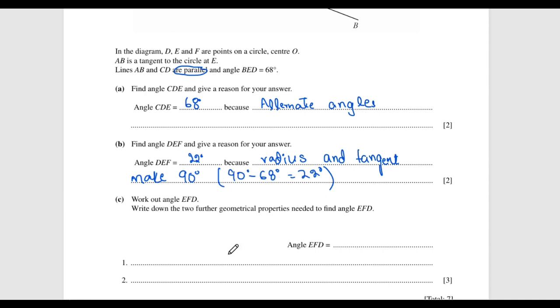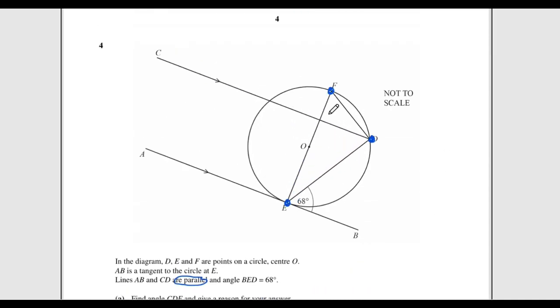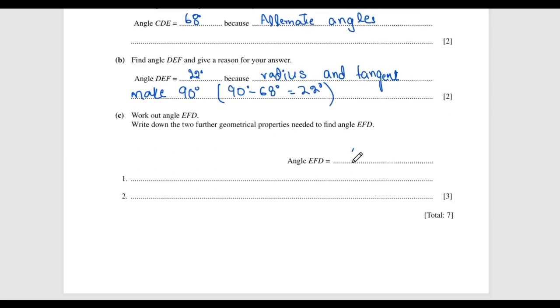Now EFD, and write down the further geometrical properties needed to find EFD. Okay, EFD is basically easy to find. You can see this is an angle, and opposite to this angle of the triangle we have a chord and a tangent which are making 68 degrees, and this is the alternate segment of it. So 68 is the answer because of the alternate segment property. So 68 is the angle EFD, and the reason is the alternate segment.